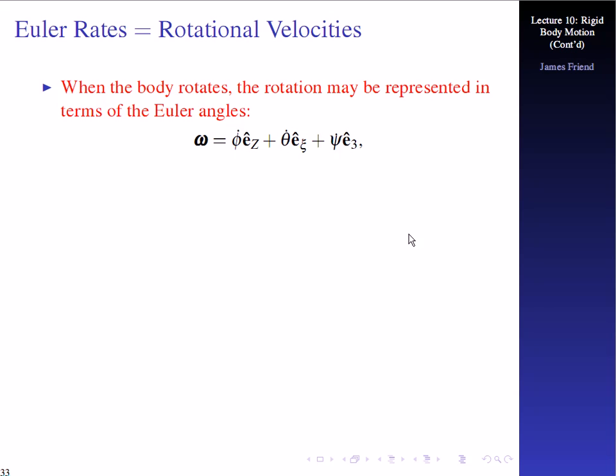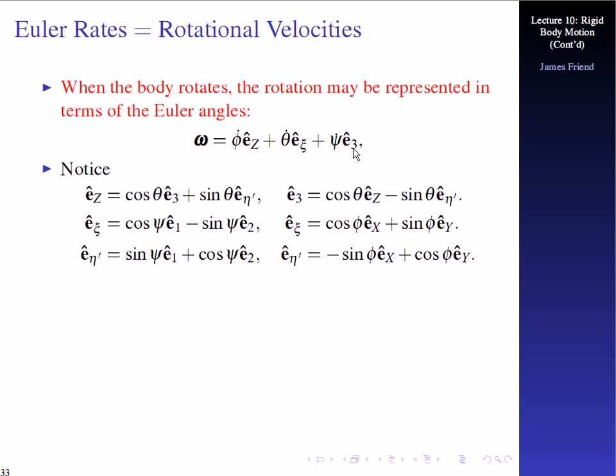Okay, when the body rotates, the rotation may be represented in terms of Euler angles. And you notice then, if you look back at how these angles are rotating, they have all different axes. We have three different coordinate systems that we're using. Omega is given by phi dot along e sub cap z, theta dot along e sub z, and then psi dot along e sub 3.